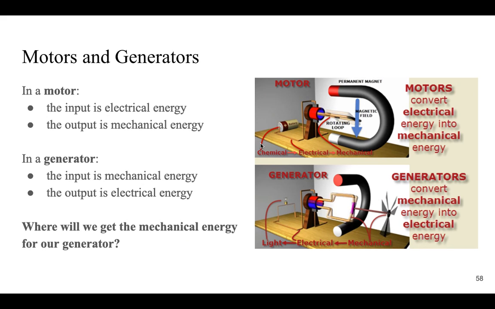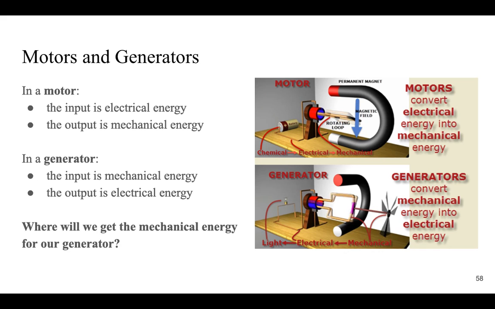So, yeah, comparing this thing we just learned, a generator, to a motor. Last chapter we learned motors. In a motor, the input is electrical energy or electrical potential energy, and the output is mechanical energy. So what does a motor do? It turns electrical energy into mechanical energy. A generator is the flip of that. A generator is going to turn mechanical energy into electrical energy.